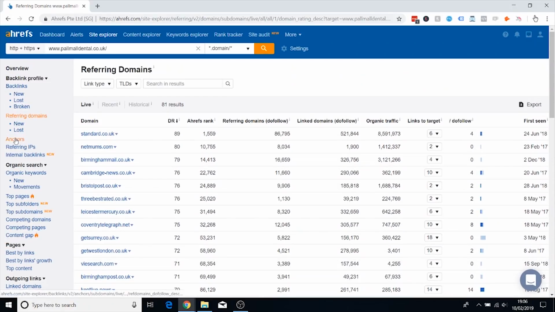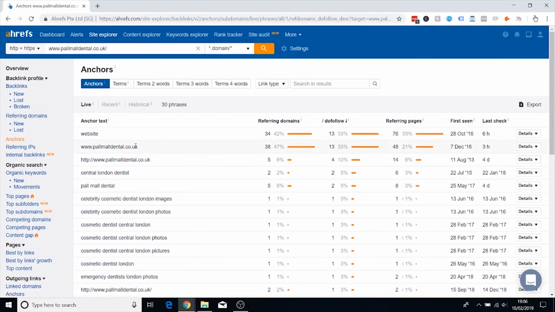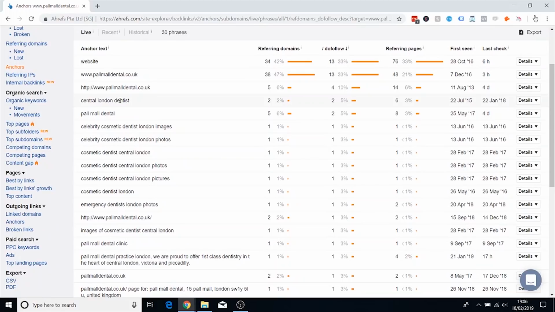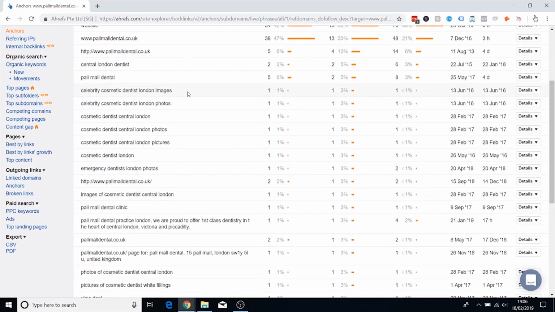Anchor text, if we take a look: generic, brand, Central London dentist. That's sort of relevant to Mayfair. It's not specific, but Mayfair is in Central London. Dentist in London, cosmetic dentist London.